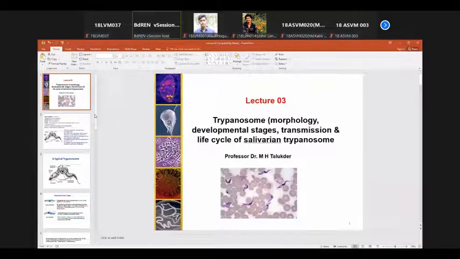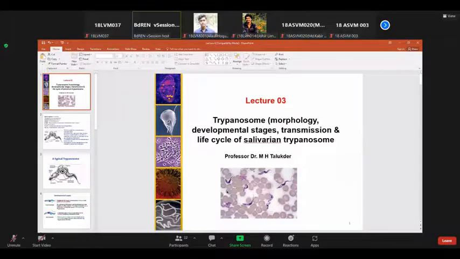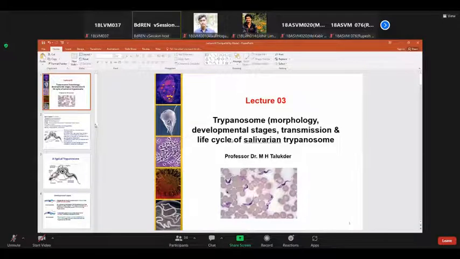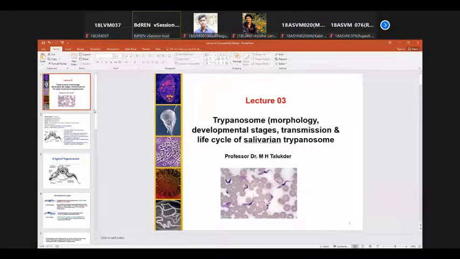So today we'll discuss about the systemic protozoology. So Trypanosoma, one of the most important chapters, the hemoplasmids. So the morphology, developmental stages, transmission, life cycle. There are two types of life cycles we'll discuss today. Do we have any question from the last class?